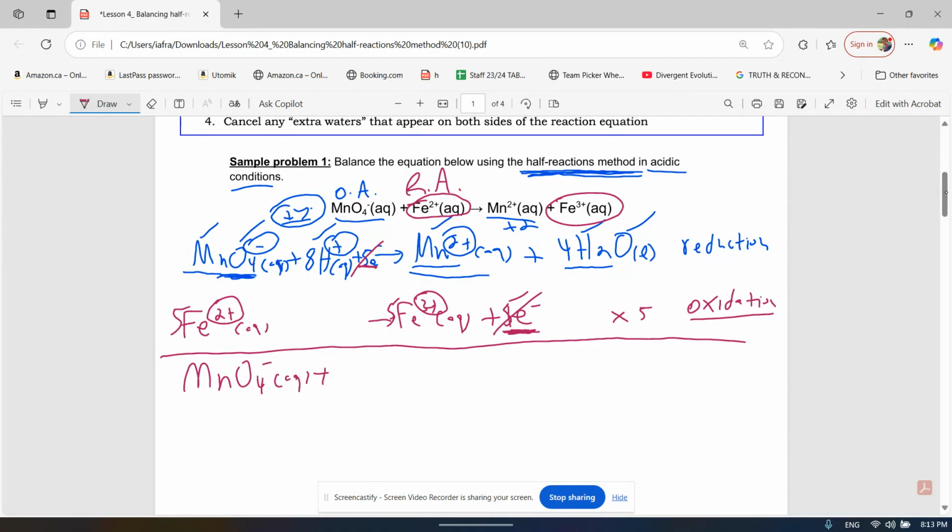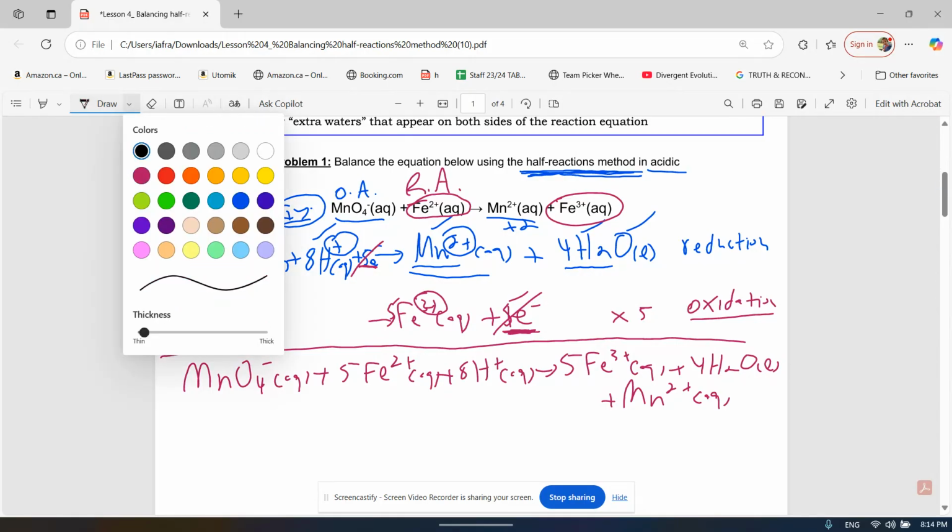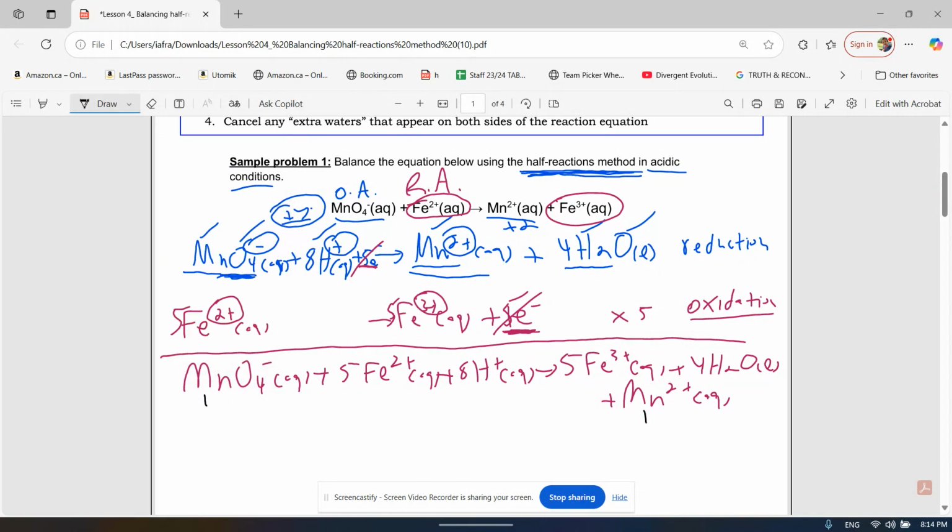So MnO4⁻ aqueous plus 5 Fe²⁺ aqueous plus 8 H⁺ aqueous produces 5 Fe³⁺ aqueous plus 4 H2O liquid plus, don't forget the Mn²⁺. So we're going to go and check our balancing. Let's see if our atoms are balanced. So 1 Mn, 1 Mn, 5 Fe's, 5 Fe's, those are balanced. 8 H's, 8 H's. Those are not oxidation numbers, by the way. These are just counting the atoms. And then over here we have 4 O's, 4 O's, that's balanced.